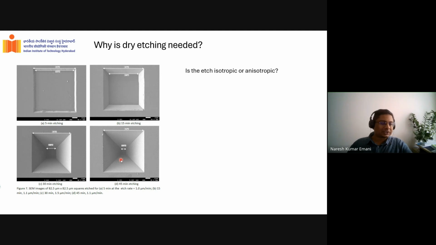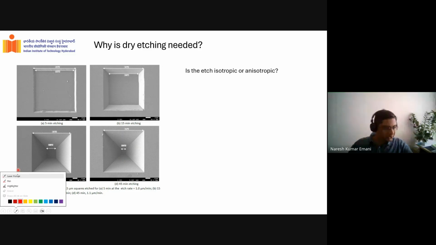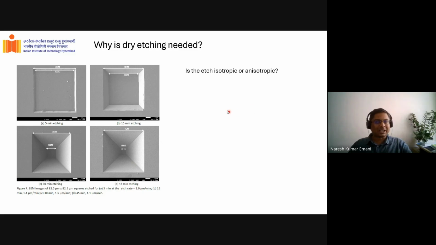Good. So isotropic etching means, I'm sorry, I don't have my tablet today, so I have to use this, which I'm not very good at. Let's talk about it with the laser pointer. If you have some structure to be etched like this, how does the etch proceed? Does it go uniformly in all directions? If it goes uniformly in all directions, it is isotropic. If it is not uniform in all directions, it's anisotropic.